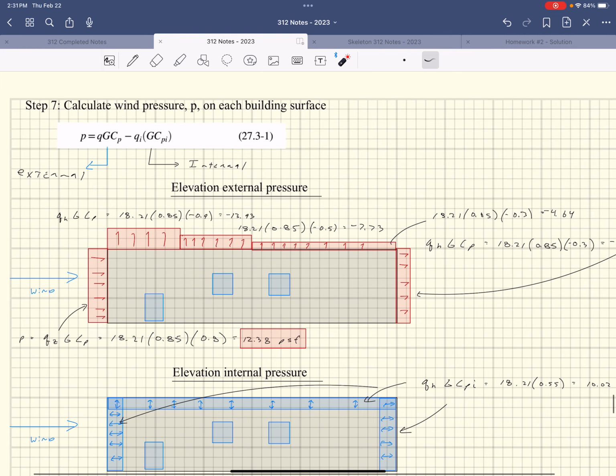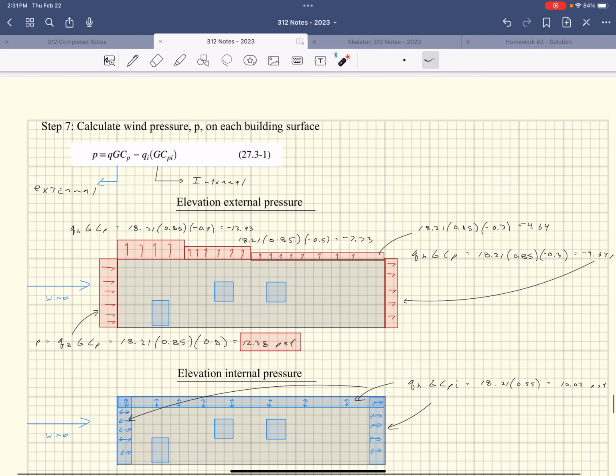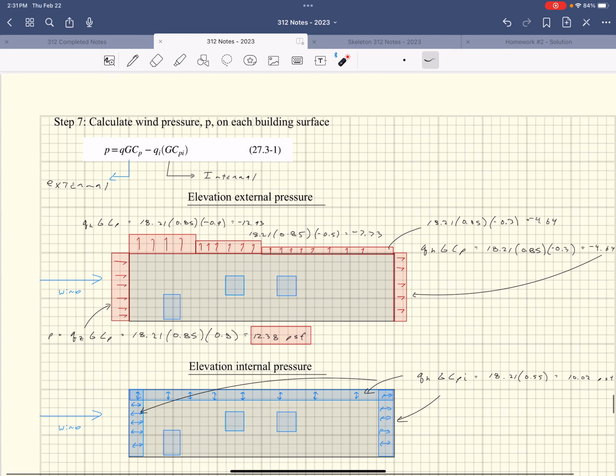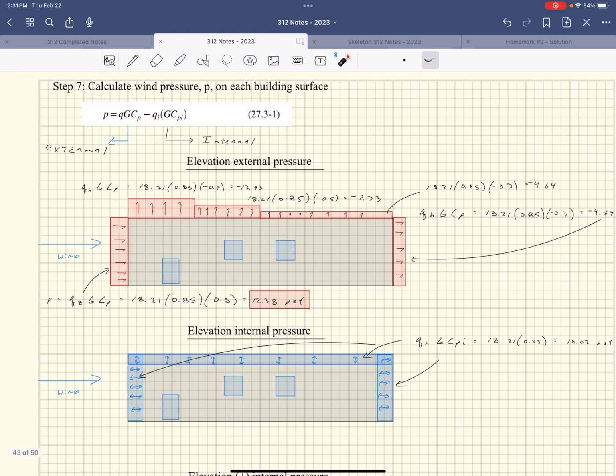Okay, so for this particular example here, I calculated them separately. I said, what is the internal pressure? What is the external pressure? I'm going to calculate this on each one of my walls, and then I'm going to calculate the internal pressure, and then I'm going to sum them together. Okay, so if we're looking at the elevation of the structure, so looking at it from the side, and I'm looking at the windward wall, right? The wind's coming this way.